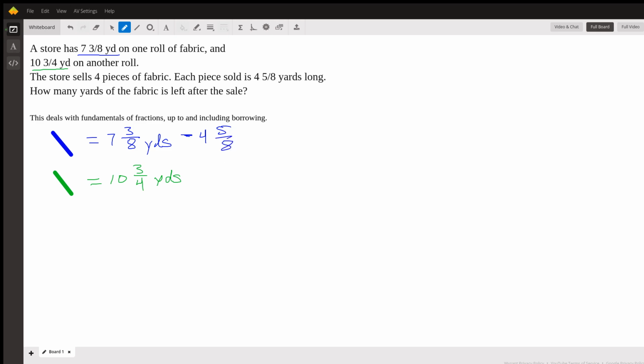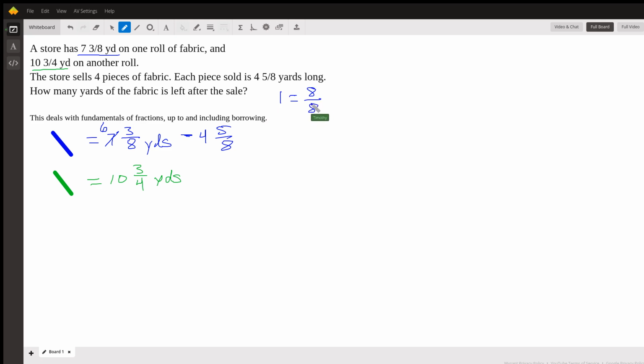Now, in order to subtract 4 5/8, the fraction part is 3/8 minus 5/8. So since you can't subtract the numerator 3 minus 5, what you need to do is borrow from the whole number of 7 in the first mixed number here. We're going to borrow 1 and make that a 6. And then we're going to add to the fractional part. 1 is equal to the fraction 8/8.